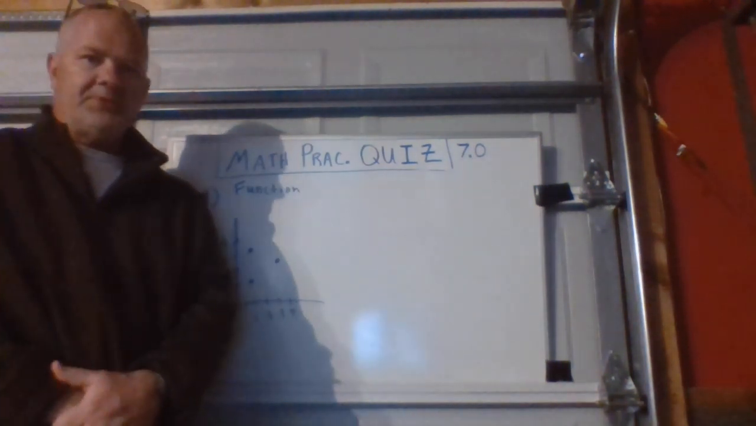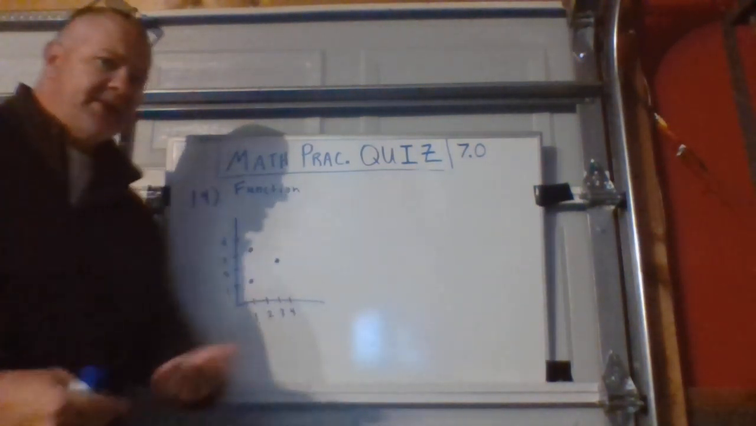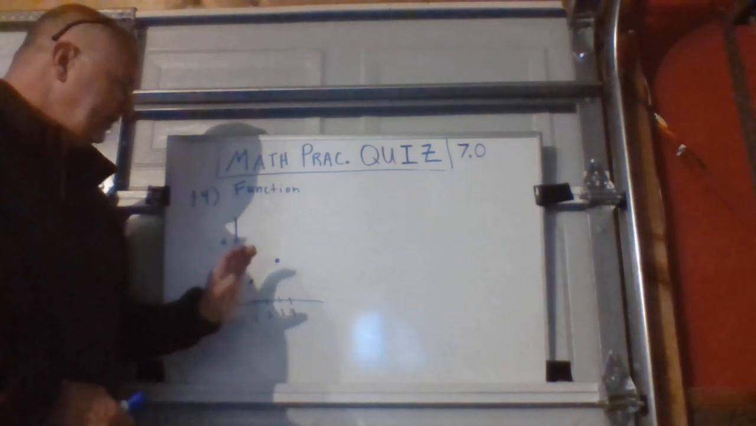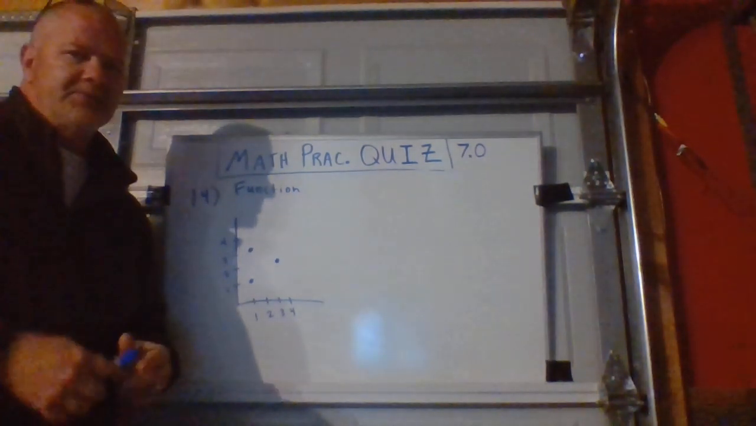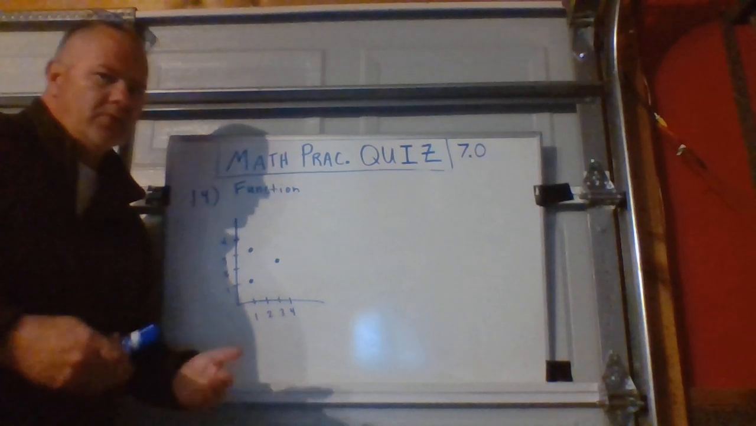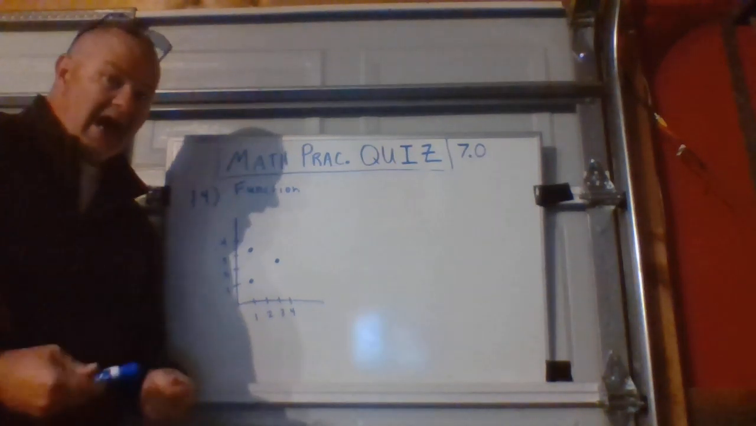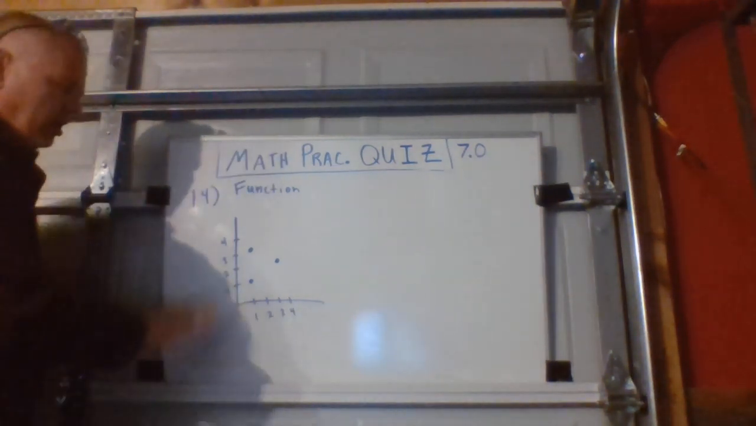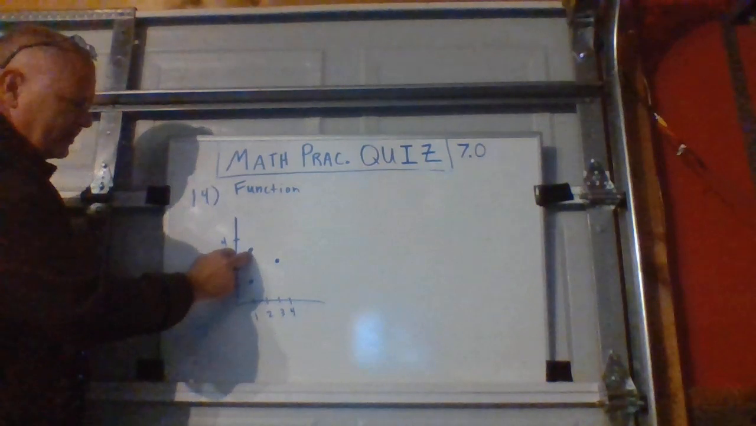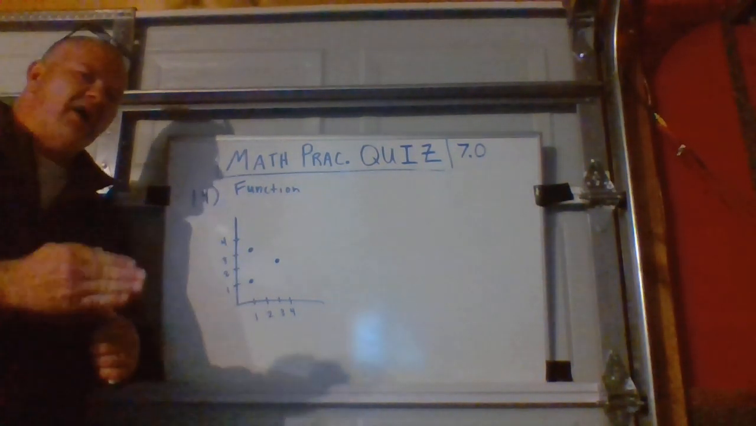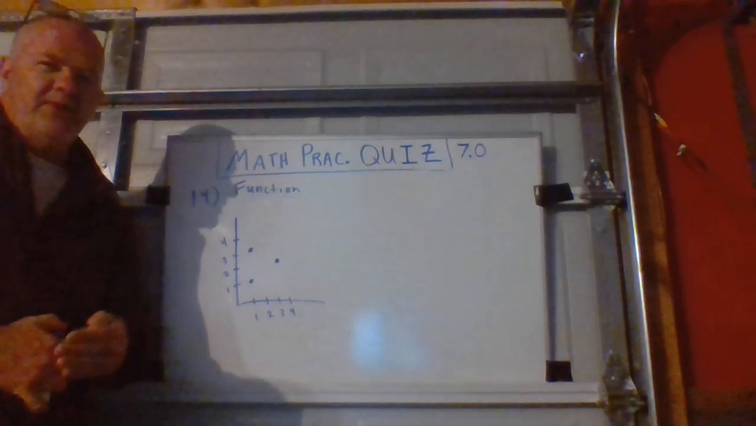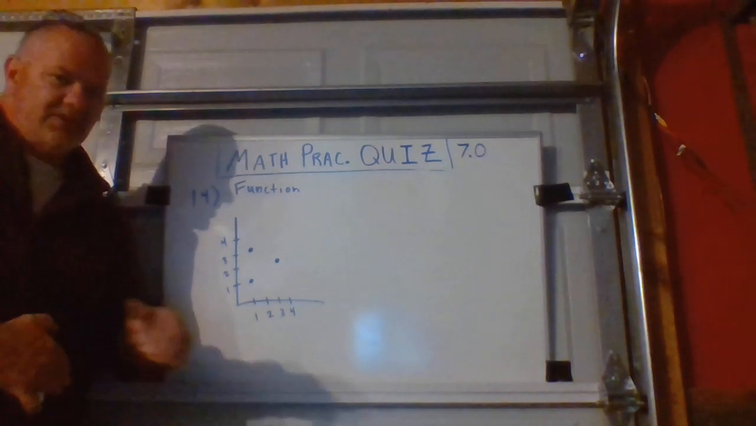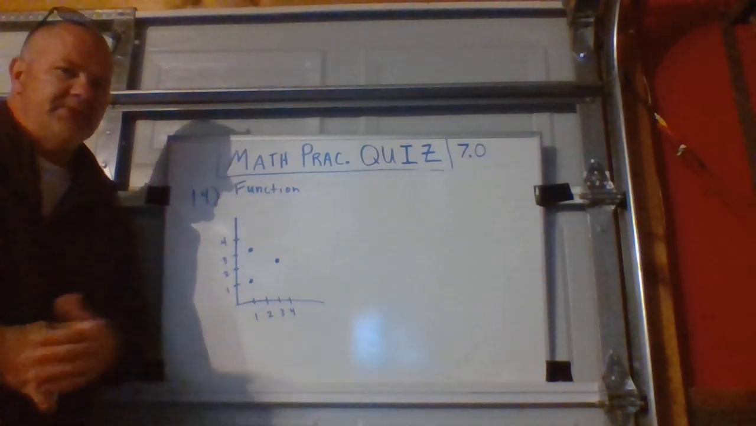Okay, question 14 talks about a function. In this case, we're looking at a line graph, or a dot graph, and understanding what a function is, or rather what a function is not. All you're looking for is two dots that are directly on top of one another. That's the problem here. We need to get rid of one of those dots. As long as we do that, we will turn this into a function.